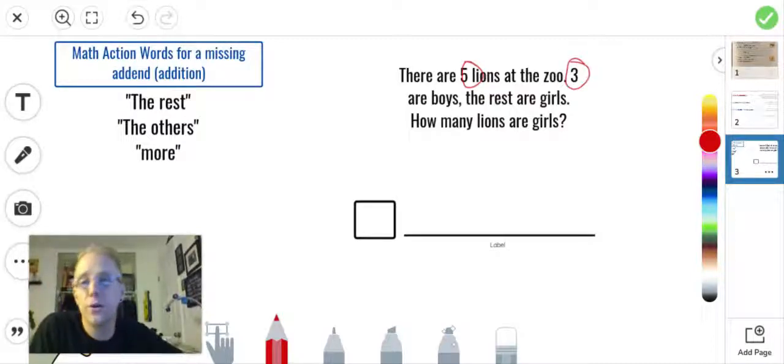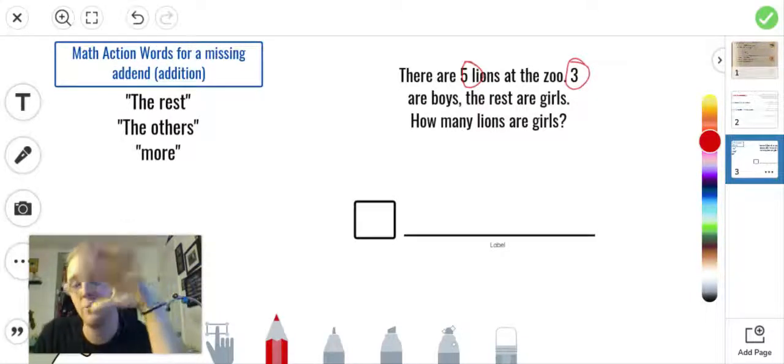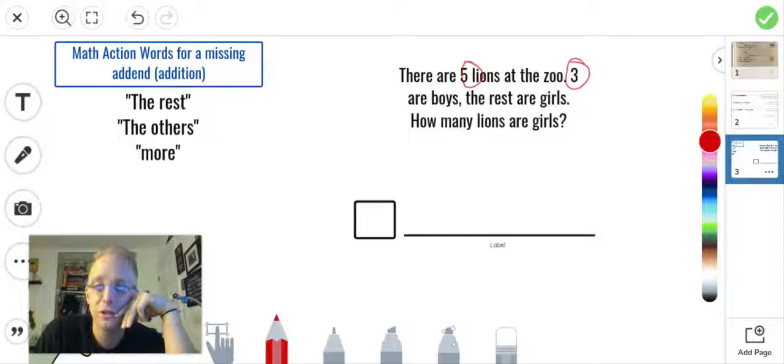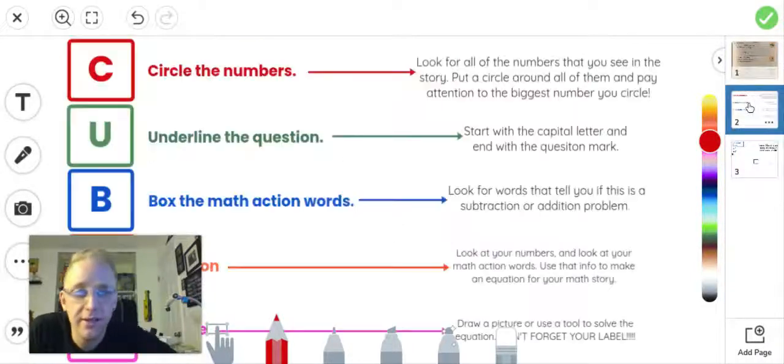So I'm going to go ahead and circle those numbers, and I'm going to pay attention to the fact that the 5 is the bigger number with those two. Okay, so I know that 5 is bigger than the 3. It's my bigger one, so it's going to be the one I pay attention to. Let's go ahead and look back at our cubes chart and see what we need to do next.